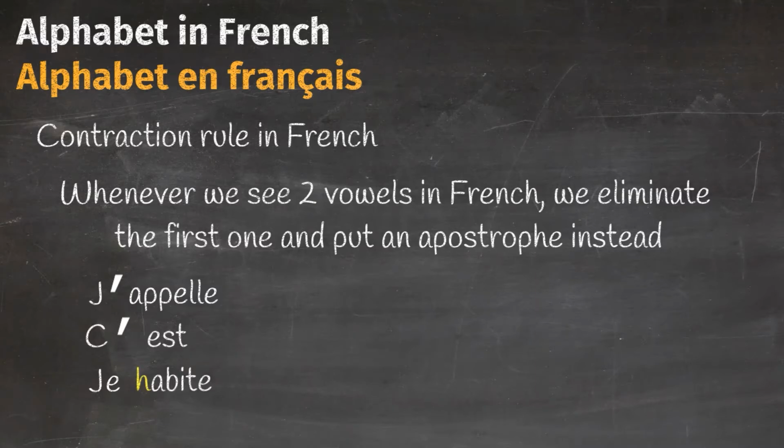Je habite. Although H is not considered a vowel, in the French language it usually functions like a vowel, and the previous letter needs to be replaced with an apostrophe. J'habite. As I said, H usually functions as a vowel in the contraction rule, but actually there are 2 types of H in French. Now, I don't want to open this discussion right now. Let's just memorize this particular word because the rule of contraction doesn't apply here.